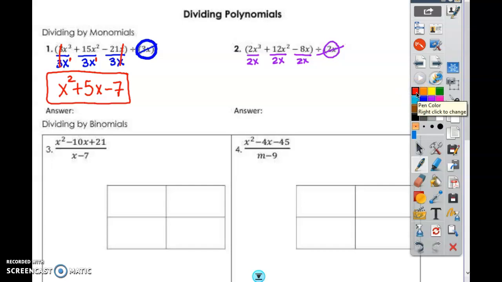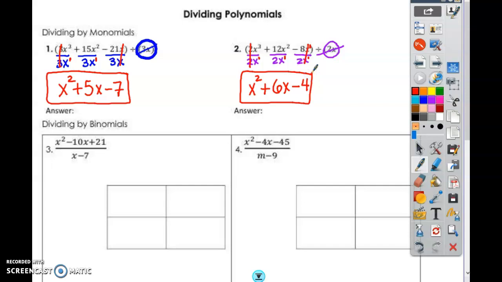So I'm going to have 2 divided by 2 is 1, right? And then 3 minus 1 is how many? 2. So it's x squared. There's an invisible 1 right there. If you want to put the 1, that's fine. You don't have to. Positive 12 divided by 2 is a positive 6. 2 minus 1 is 1. Negative 8 divided by 2 is negative 4. 1 minus 1 is 0. So the x cancels and we are done.